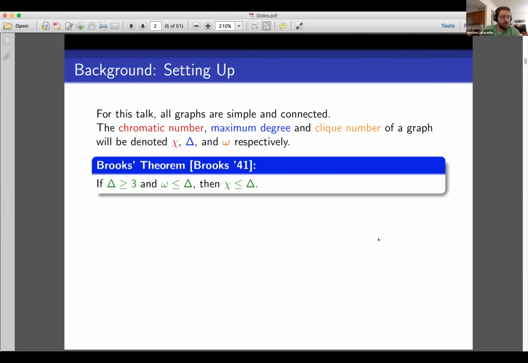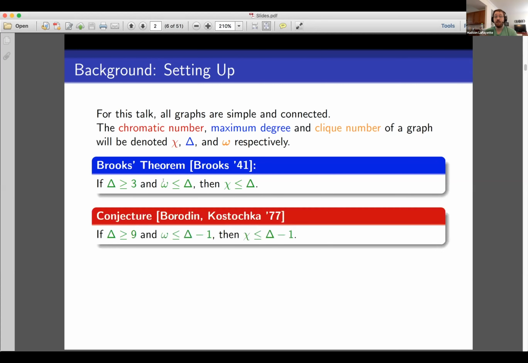So we'll start off, of course, with Brooks' theorem. Whenever you're talking about vertex coloring, Brooks' theorem is always there. You might not have seen it phrased this way, but delta at least 3 blocks the fact that you're an odd cycle. Your clique number at most delta blocks the fact that you're a clique. So this is Brooks' theorem: if you're not an odd cycle or a clique, you can color with delta colors.